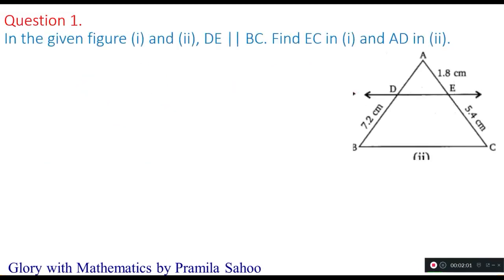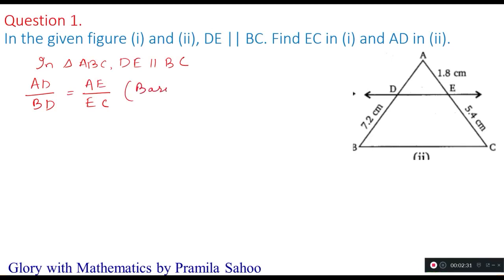Next, second figure. Here in triangle ABC, DE is parallel to BC. So according to the basic proportionality theorem, AD by BD is equal to AE by EC. So due to the basic proportionality theorem.